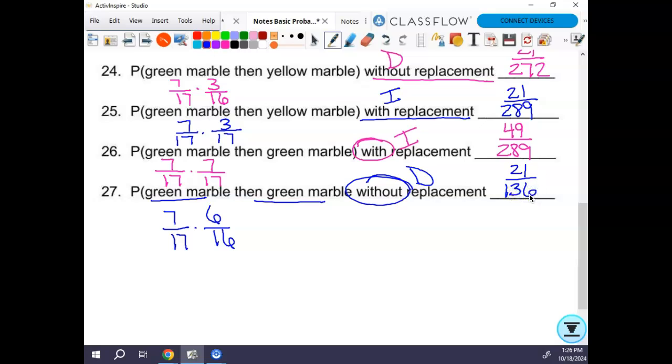Okay? What questions do you have? Does that help on the probability stuff a little bit?